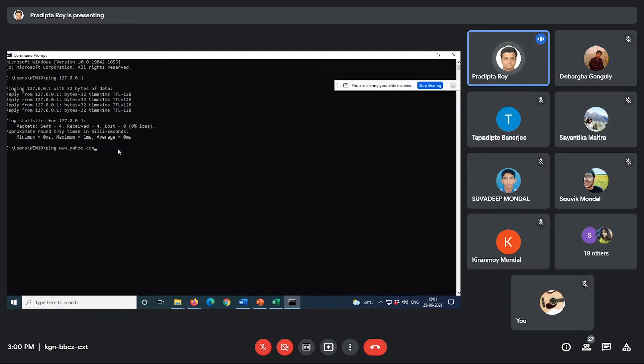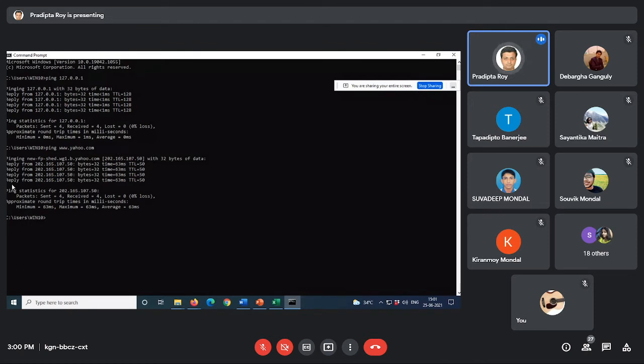Just see the difference of the result. Okay, so this is the difference. Here we have ping 127.0.0.1. This is the static IP address, that is called the loopback address. So it is getting a reply from this.